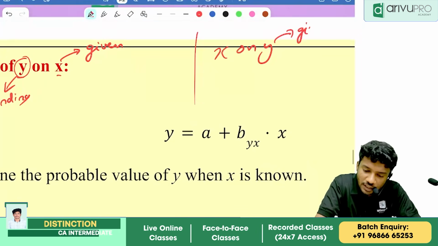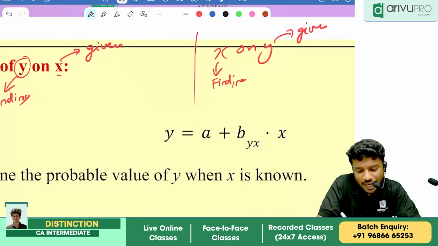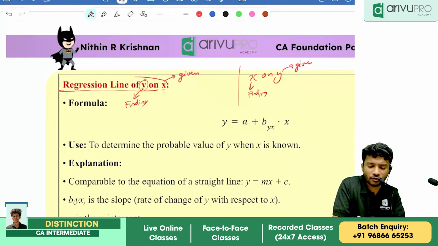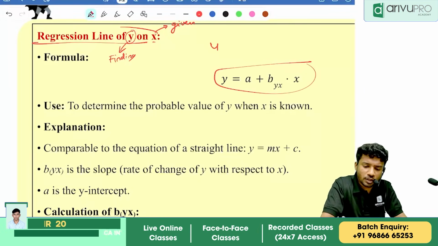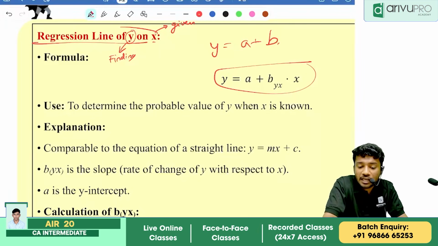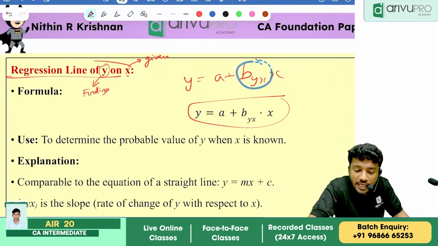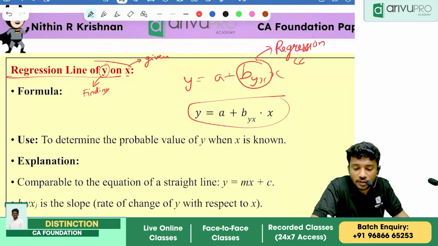Y is given. What are we finding? We are finding x, or x is not given. Now first of all, people, the regression line of y on x. The formula looks like this: y is equal to a plus byx into x. What is this byx? Byx is called the regression coefficient, the regression coefficient of y on x.